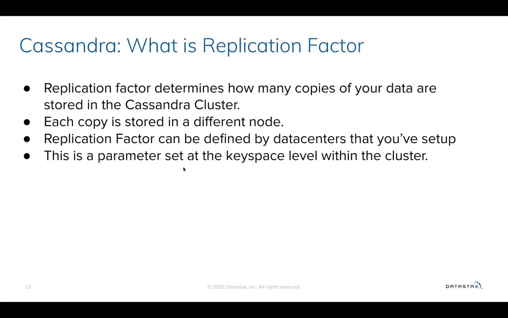And again, just to reiterate, what is the replication factor? Replication factor determines how many copies of your data are stored in a Cassandra cluster. Each copy is stored in a different node. Cassandra clusters contain multiple nodes, and each copy is stored in a different node. The replication factor can be defined by the data centers that you've set up. So if you have multi-data center scenarios, you call it DC1 in the east region and DC2 in the west region. You can say, in my east region, I want three copies. In my west region, I want three copies. So you can easily set up the replication factor at the DC level.